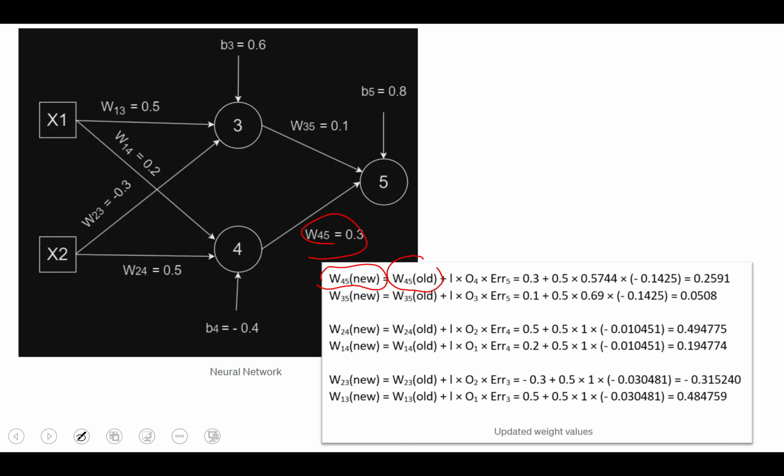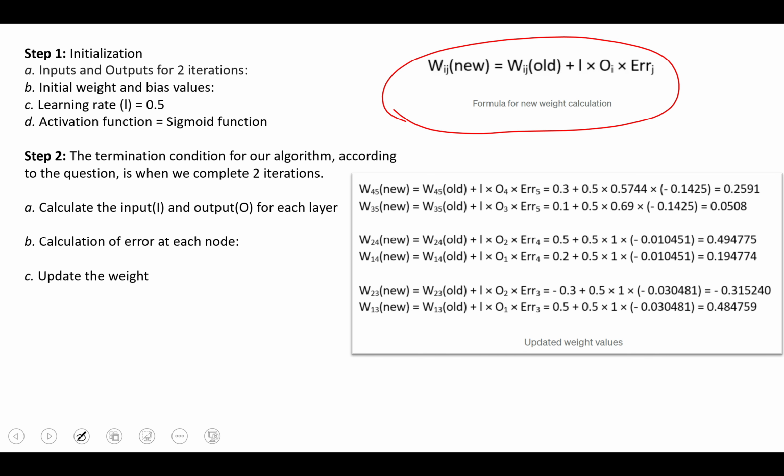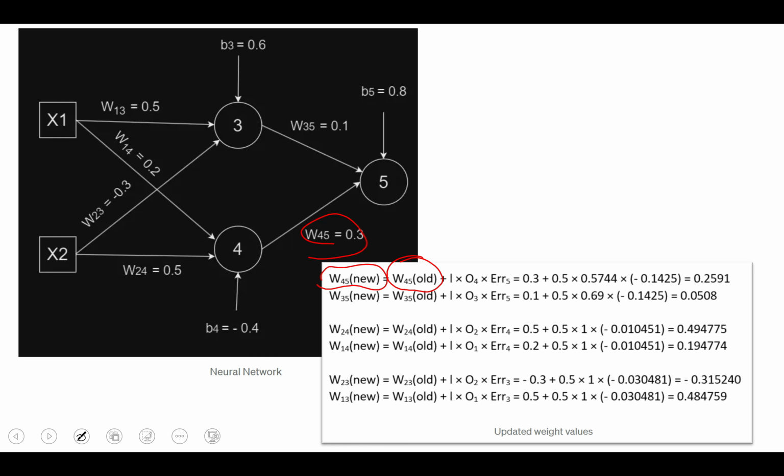It will be the weight of 4,5, whatever the older one was. Basically what we are doing is evaluating what we must keep as the newer weight. For that the formula is older weight plus learning rate multiplied by output multiplied by the error. Here the learning rate is already given as 0.5. So let's apply this formula. For this weight, we need to use the older weight plus the learning rate, which is 0.5, given in the question already.